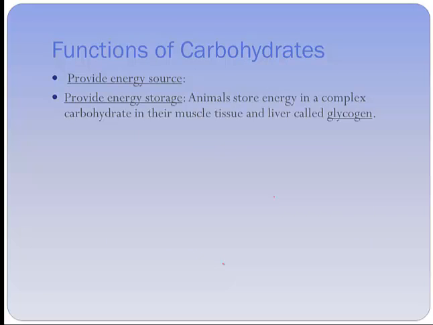So in terms of what their function is, it does provide us with an energy source, but also a way to store energy. So we can use the energy at a later date if we have too much at a certain point. So for animals, we actually store these complex carbohydrates in muscle tissue and in liver, and it is called glycogen.